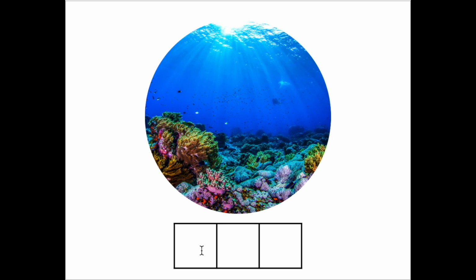This is a reef, a coral reef, but we're just going to spell reef here. How many sounds do you hear in the word reef? 3, good. What's the first sound we hear? Good. When we hear R at the beginning of a word, we know it's the letter R. The second sound we hear, long E, 2 E's. And the last sound we hear, F. We spell the F sound with the letter F.